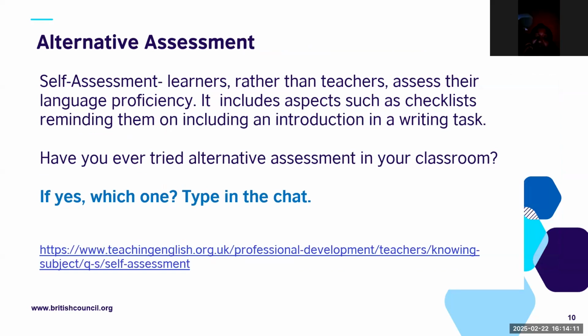So in the alternative assessment, we have examples such as self-assessment. And here you find learners, rather than teachers, rate themselves, like peer assessment. So for example, if you're talking about self-assessment of a task that you gave them to write an essay, they're assessing themselves to see how far they are. They ask themselves, for example, have I done the introduction? How is my conclusion? And such like things.